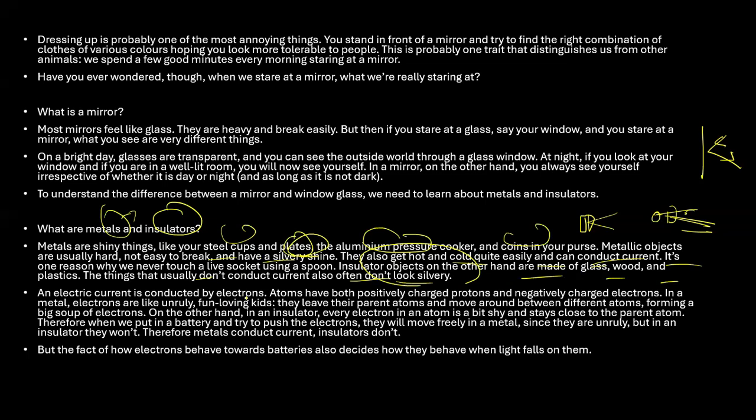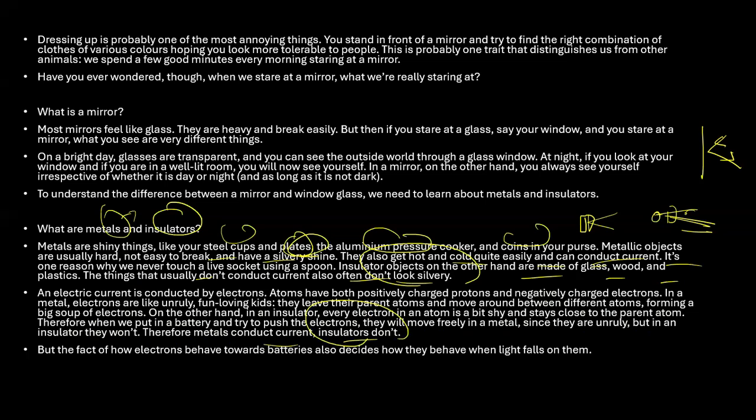An electric current is conducted by electrons. Atoms have positively charged protons and negatively charged electrons. In a metal, electrons are unruly and fun-loving kids. They leave the parent atom and move around between different atoms, forming a big soup of electrons. In insulators, every electron is a bit shy and stays close to the parent atom. So when we put them in a battery and try to push the electrons, they will move in a metal since they are unruly, but in an insulator they don't. Therefore, metals conduct electricity and insulators do not. So this is very simple.